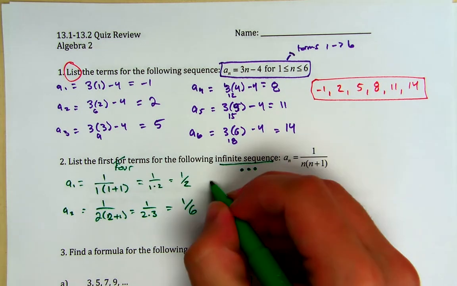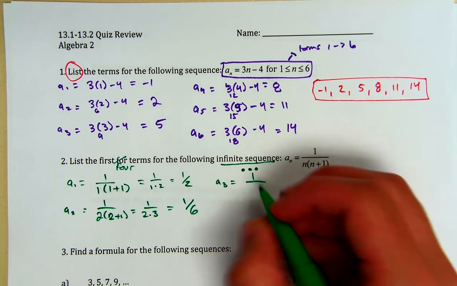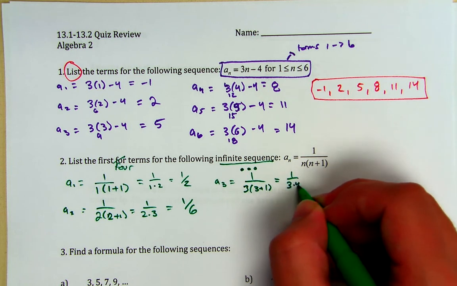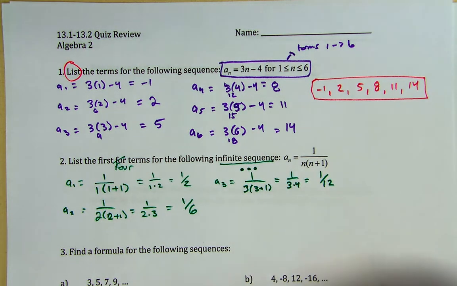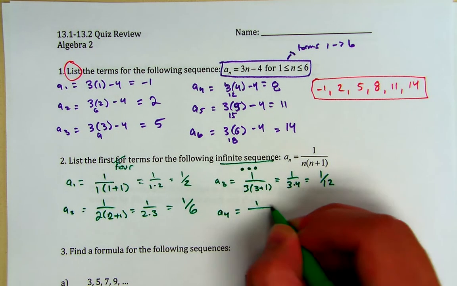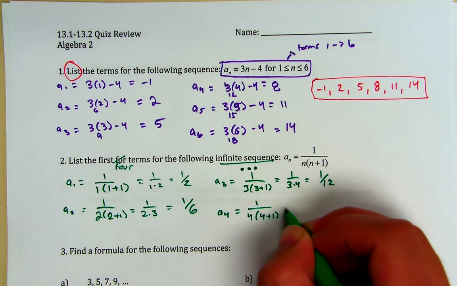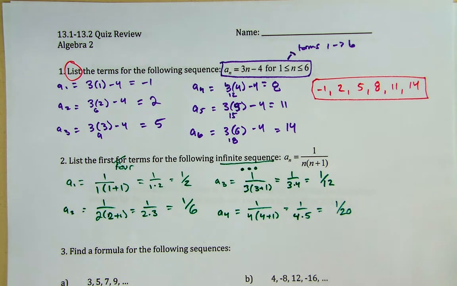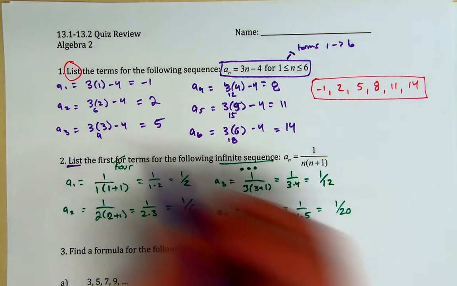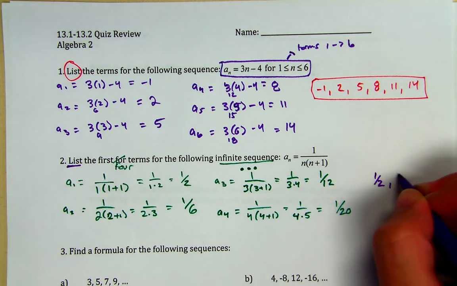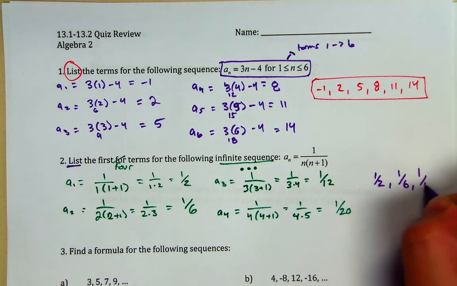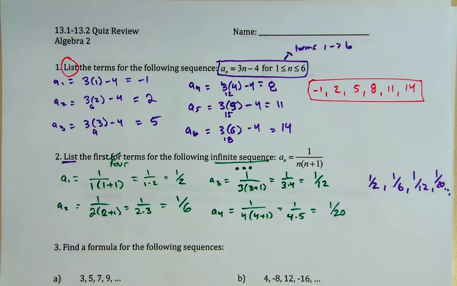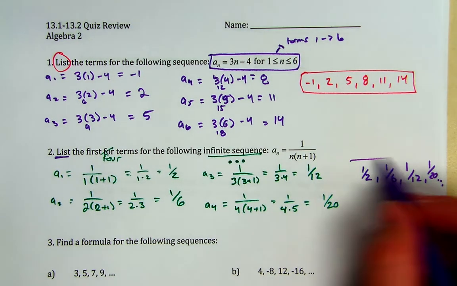Alright, now I need A3. 1 over 3 times 3 plus 1, which is 1 over 3 times 4, which is 1/12. And finally, A4 is 1 over 4 times 4 plus 1, which is 1 over 4 times 5, or 1 over 20. Again, list, so list them, 1/2, 1/6, 1/12, 1/20, dot, dot, dot. And I ran out of a little bit of room there, so just make sure that you have enough room to put your dot, dot, dot.